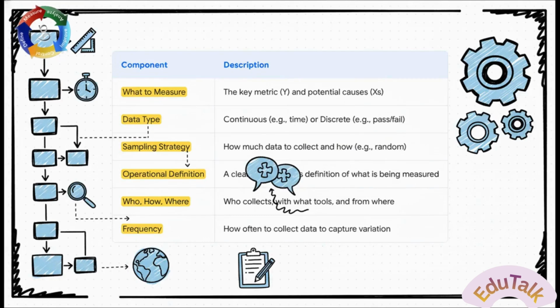What's so great about this framework is just how thorough it forces you to be. You have to figure out what you're measuring, your key metric or Y, and all the potential causes, your X's. But listen, pay super close attention to the operational definition line. This is absolutely critical. Everyone, and I mean everyone on the team, needs to agree on exactly what a defect means or how cycle time is measured, right down to the last detail. It prevents so much confusion later on.